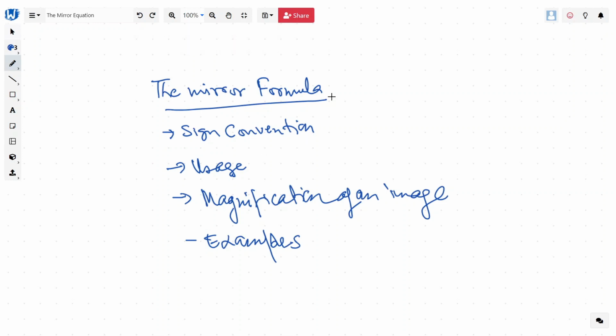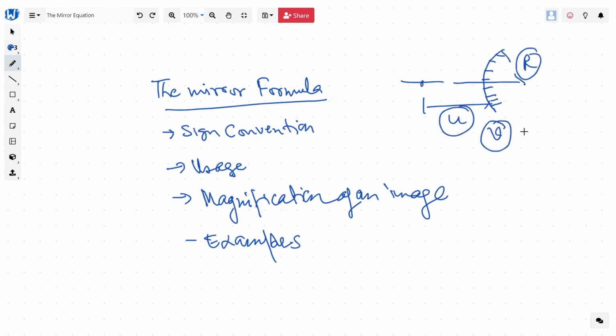So today, whenever we have a mirror, let it be a convex mirror, we can put an object at a distance u, and let's say it has a radius of curvature r. We can find a formula so that we can derive where the image will be formed, v, using u or r. So basically we are trying to derive a relationship between u, v and r.